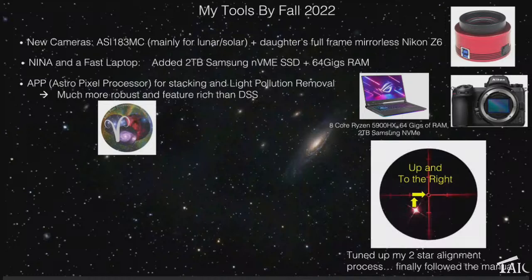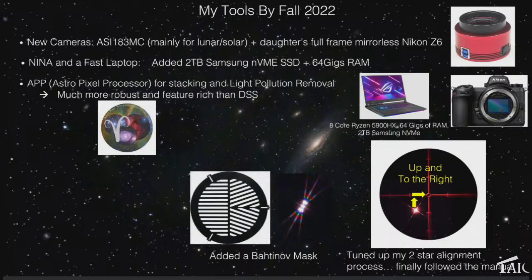And then I also just got better at basic operation of my telescope. Like I tuned up my ability to do my two-star alignment. I really wasn't doing it right. I basically wasn't following the manual. And it turns out, if you're centering your star, you always center it using the same up and to the right buttons so that you take out the backlash of the telescope correctly. If you do it the same with each star, then it's more likely to have an accurate alignment and track better. So I started getting better tracking.